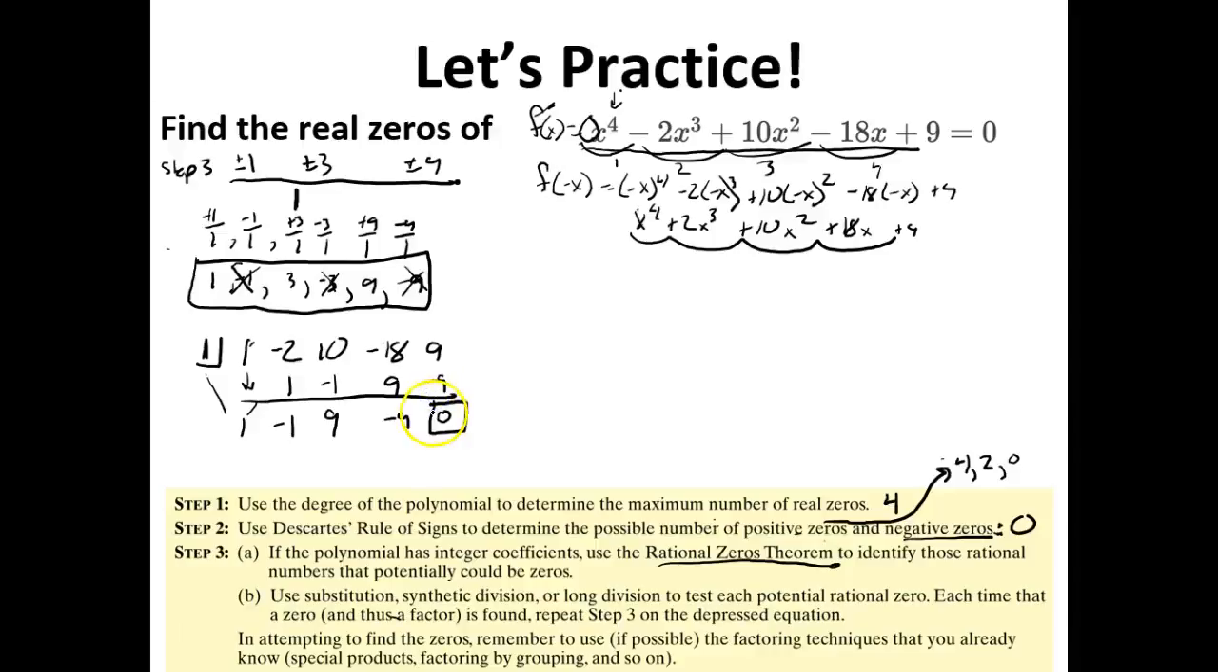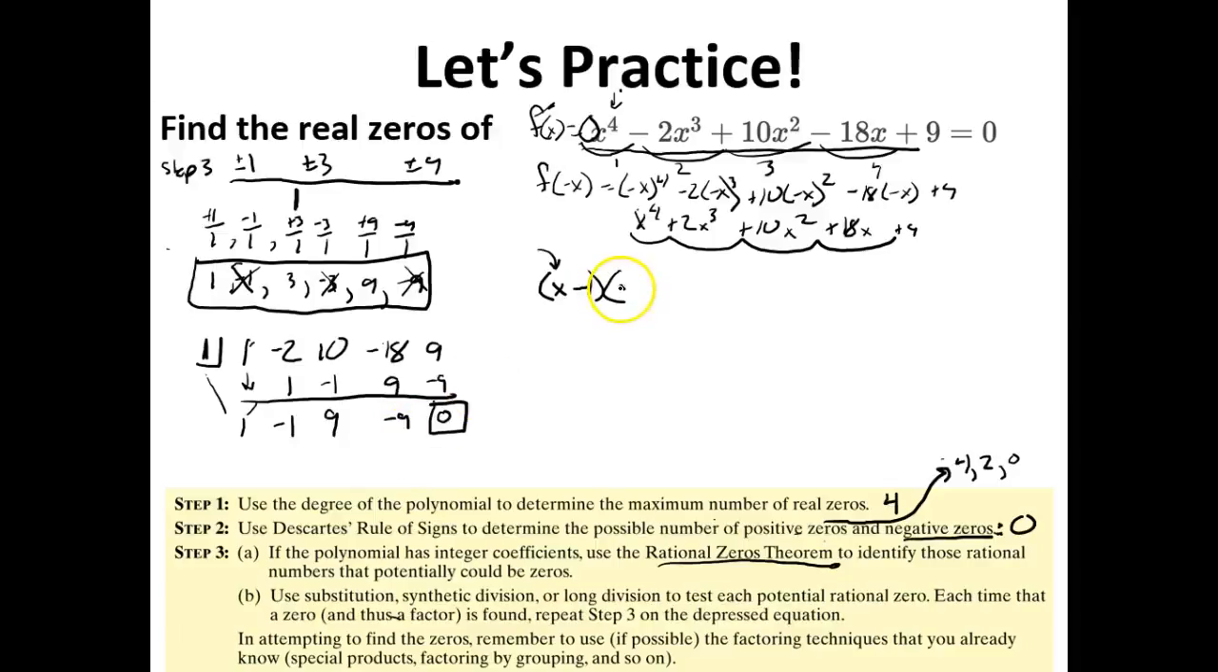I ended up with a remainder of 0, which means that 1 is a 0. If I end up with a remainder of 0, it tells me that this number right here is a 0, which means if I put 1 into the function, I'm going to get 0. In order to put 1 into the function for the x value and get 0, a factor is going to be x minus 1. The leftover stuff comes from these coefficients right here.